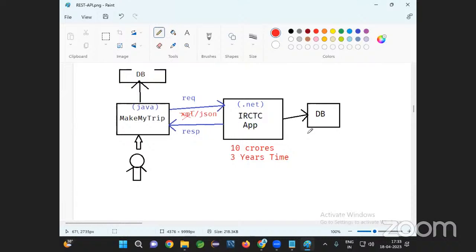What is the meaning of distributed? One application communicating with another application. How does one application communicate with another application? XML or JSON. Why XML or JSON?